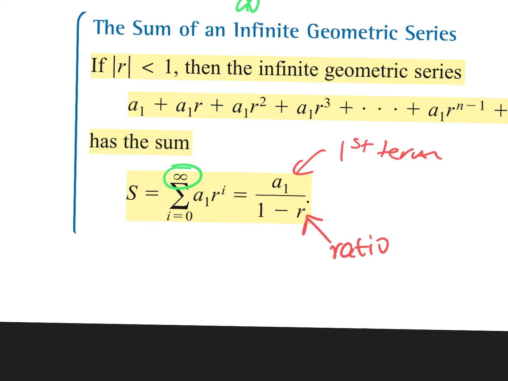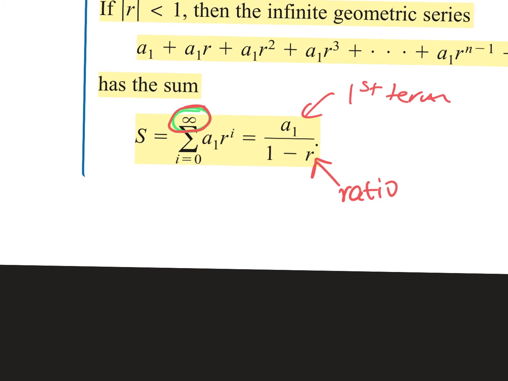There's two ways that you know that something is infinite, to use this formula and not the other one. Either A, it's written in sigma notation like this, and you have your infinity sign on top. Or if they give you a sequence of numbers, say they give you like 2, 4, 8, and then it goes like this.